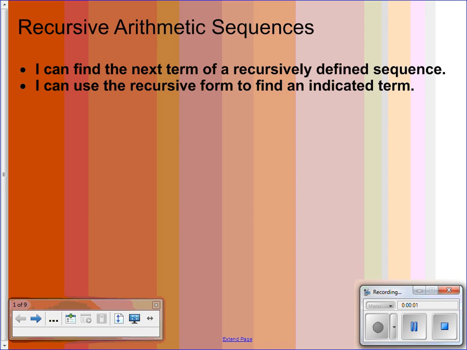In today's lesson, we're talking about recursive arithmetic sequences. At the end of the lesson, you should be able to find the next term in a recursively defined sequence and use the recursive form to find an indicated term.